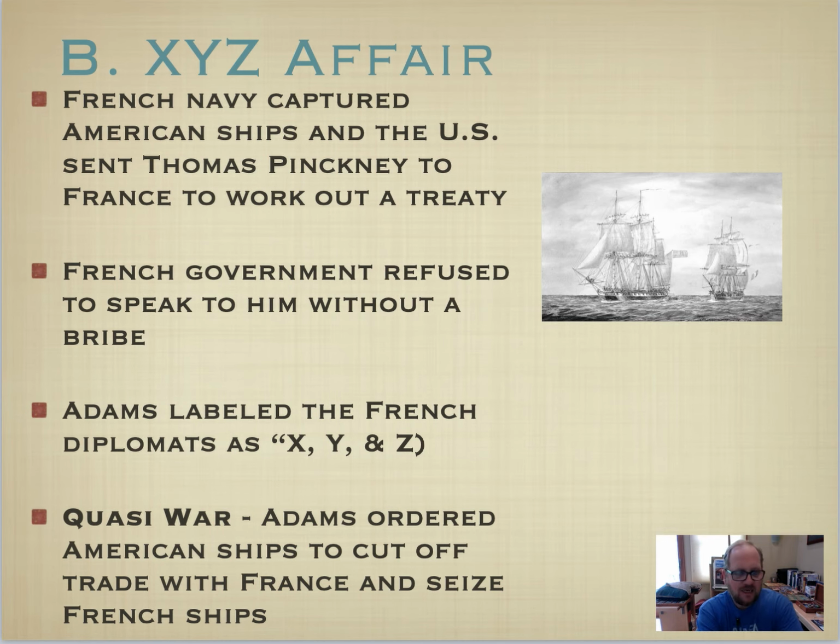Okay, in the Adams presidency, a couple of things that are of note is the XYZ Affair, where the French were harassing American sailors and American vessels. So we sent diplomats to France to deal with this issue. The French government refuses to speak with us without a bribe. So Adams will label these French diplomats as X, Y, and Z, and he will not negotiate with them from there on out. Instead of negotiating with them or paying any type of tribute, he decides to basically build a modern navy.